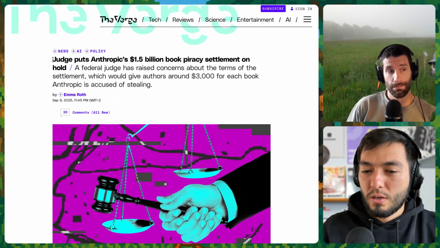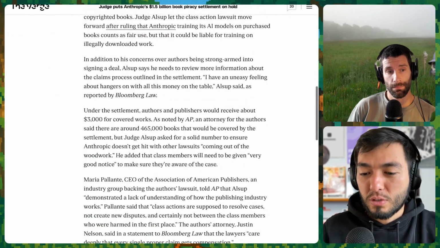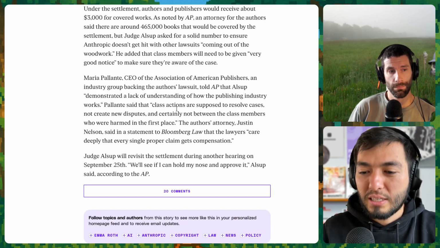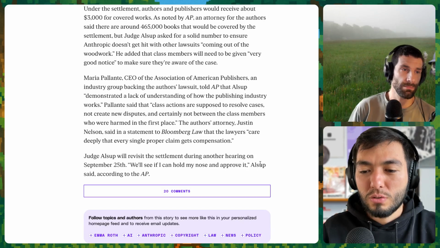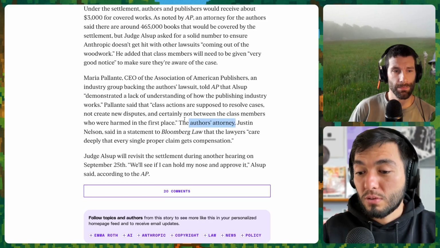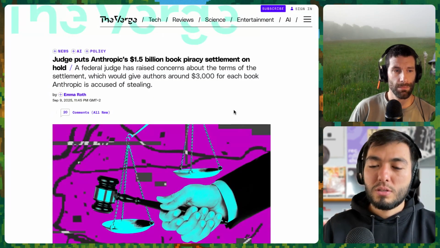Indeed. What do you think of this part? Because someone, I think one of the lawyers, said that class actions are supposed to resolve cases, not create new disputes, and certainly not between the class members who were harmed in the first place. The authors' attorney, so there's actually someone who would be the benefiting party, let's say. Where do you stand on all this?